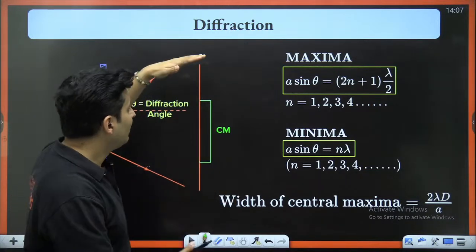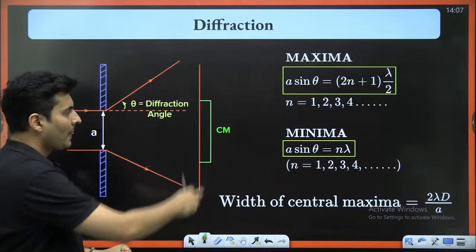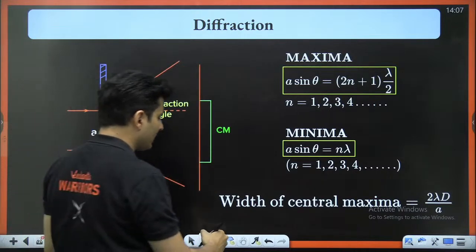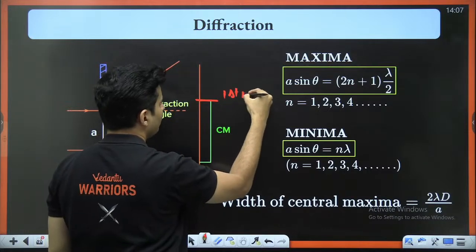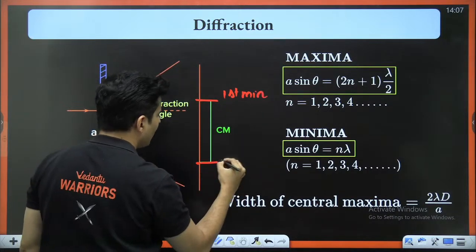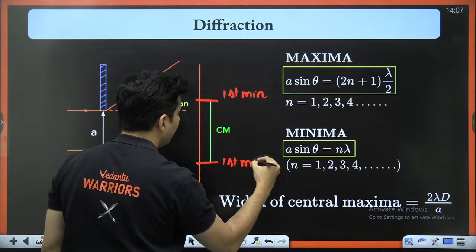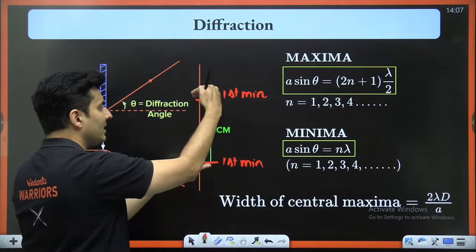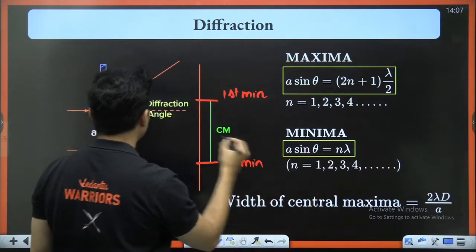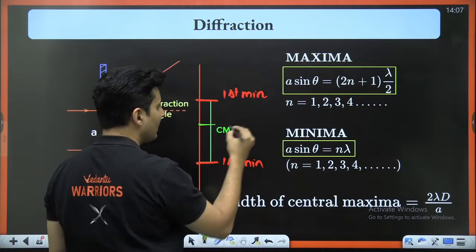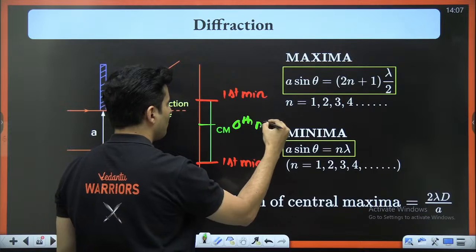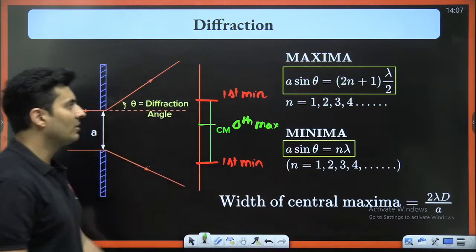If you talk about the width of the central maxima, it always extends from the first minima over here, and the first minima on this side. So this is the central maxima. This is basically your central maxima, the zeroth maxima.